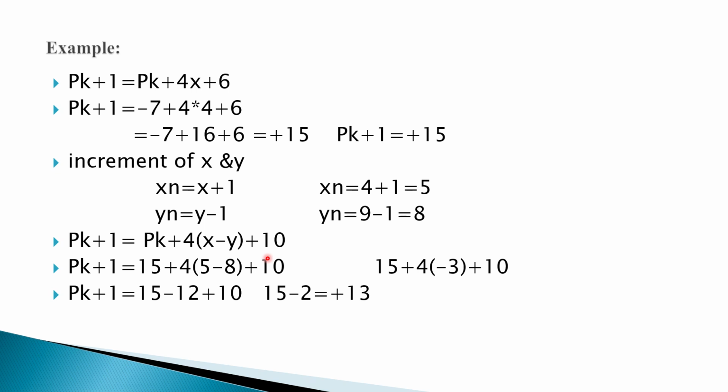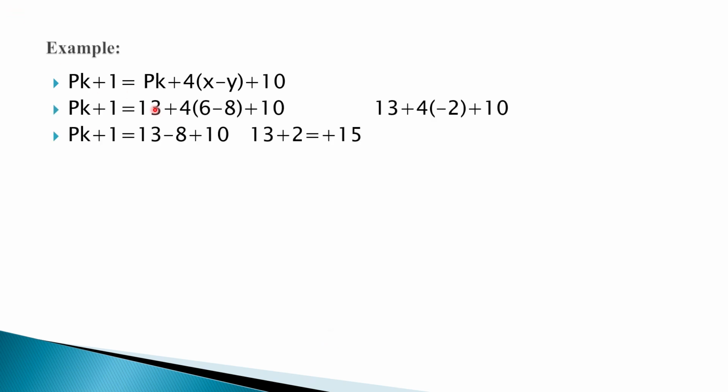So how do we have to increment the x and y value? X will be incremented by 1 and here the y value should be decremented by 1. So x is 5 plus 1 is 6 and y is 8 minus 1 is 7. So now continue to calculate the pk value again. We got the positive pk value. Now pk value is 13, right?